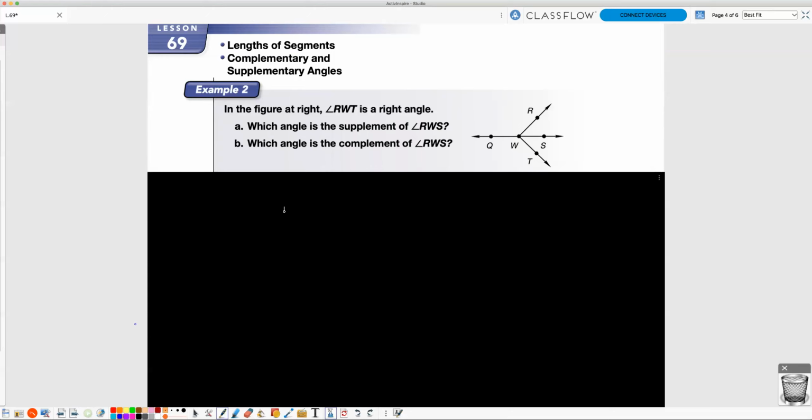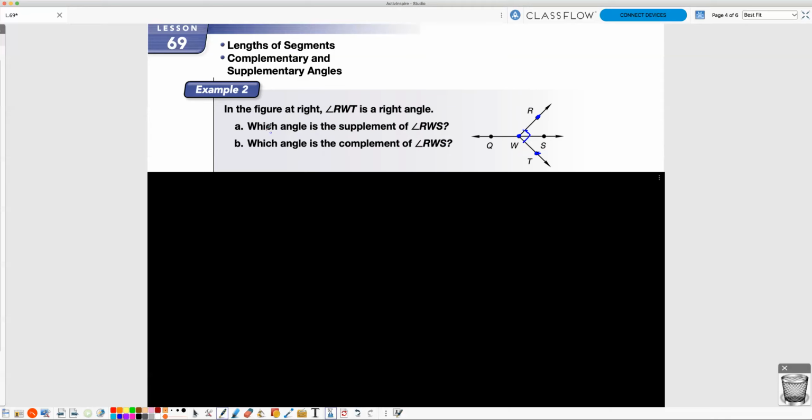So in the figure at the right, angle RWT, so R is right here, W is right here, T is right here. That means this angle from R to W to T between these two points, that measure is a right angle, it says. So that measure is a right angle. Let's use the right angle symbol, which is more like a box.